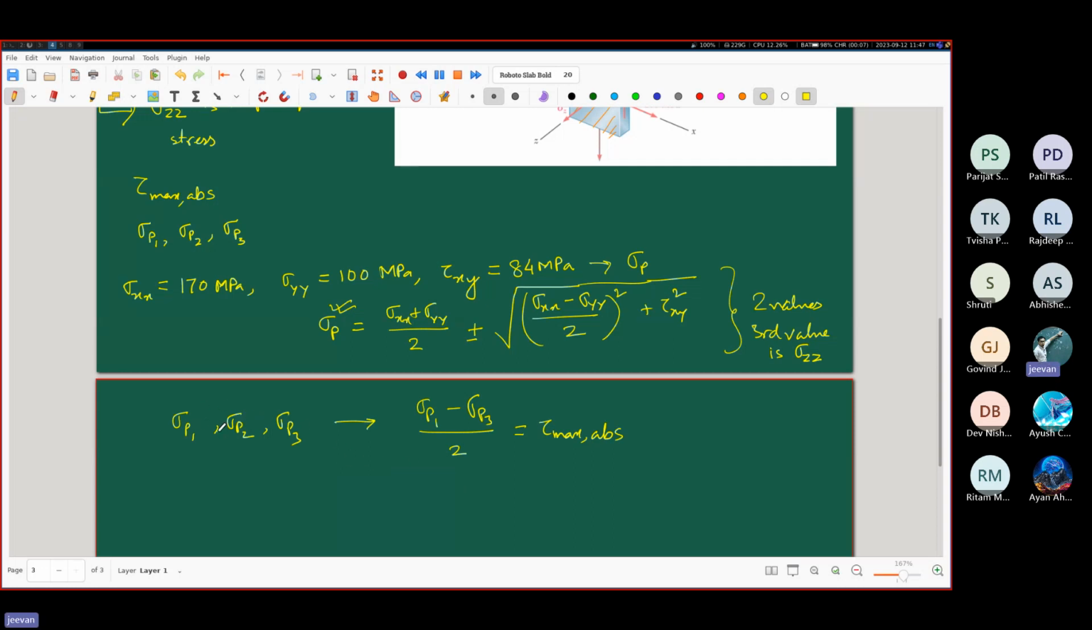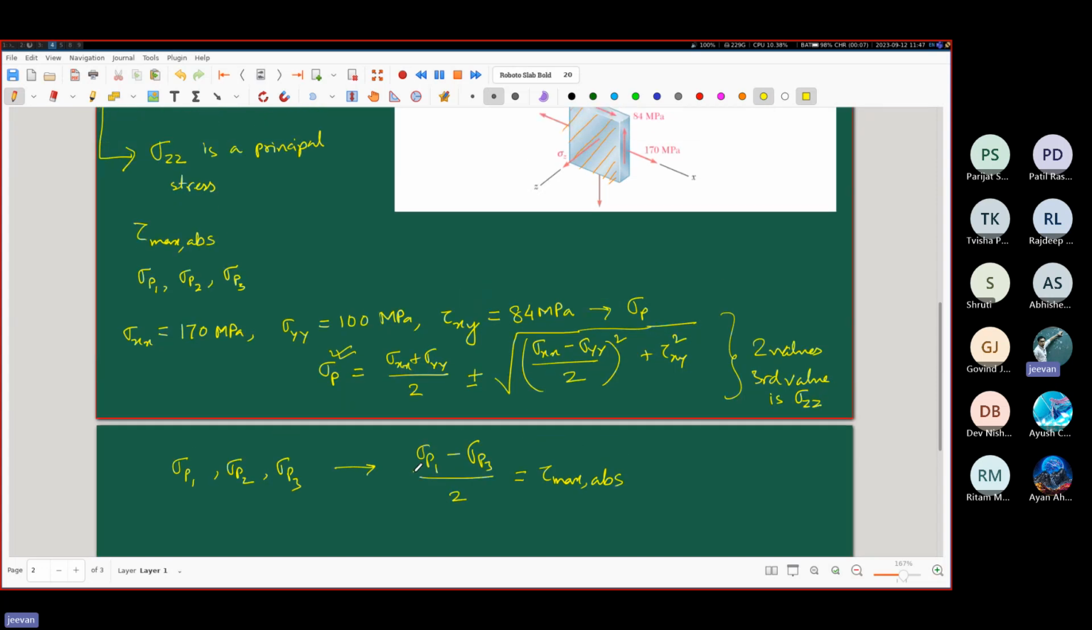If you do not arrange them in decreasing order, you have to find all the different pairs, (sigma p1 − sigma p2)/2, (sigma p2 − sigma p3)/2, and (sigma p1 − sigma p3)/2, compare those values and find the maximum amongst them. So it is better to arrange them in decreasing order, not in magnitude. You have to respect the signs also, then arrange them in decreasing order and find this value. That is all there is to it.